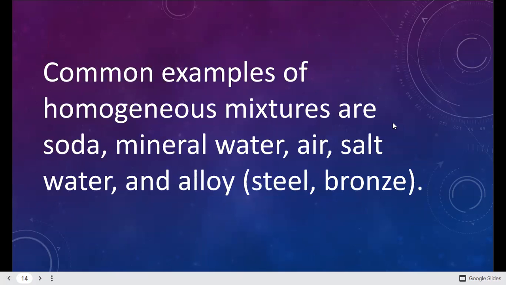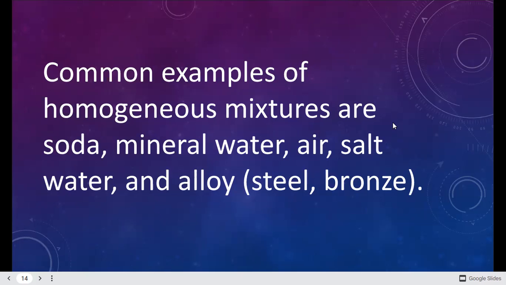Common examples of homogeneous mixtures are soda, or soft drinks. Another term for soft drinks is soda. Mineral water. Mineral water is still water. Yes, it has a lot of components.